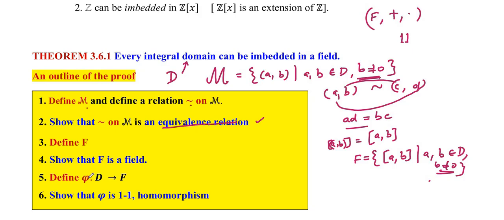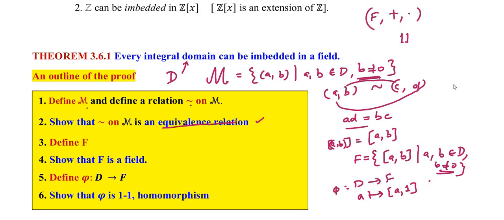Once you define this mapping phi from D to F, how it has to be defined: phi from D to F, we are going to have it as a being taken to a1, this equivalence class a1. And having got the definition of phi, we will show that this phi is a one-to-one homomorphism, so that we can conclude from the definition that this D can be embedded in F. So this is the outline.